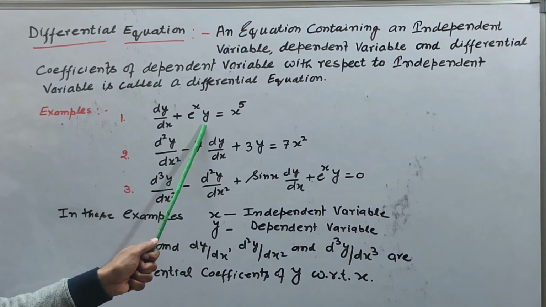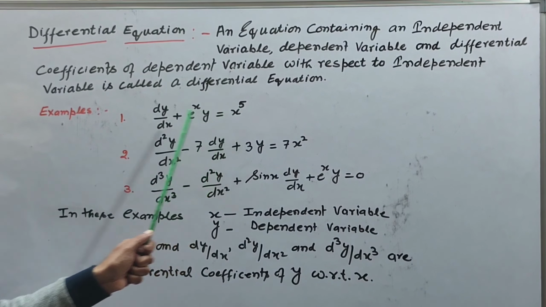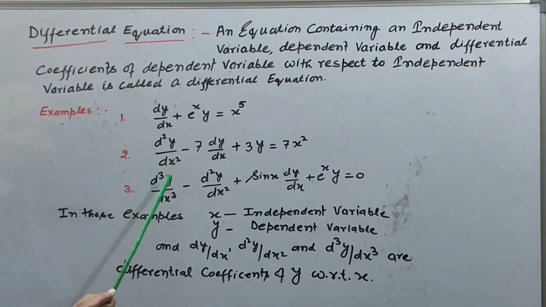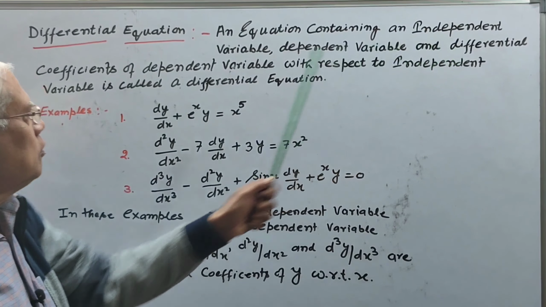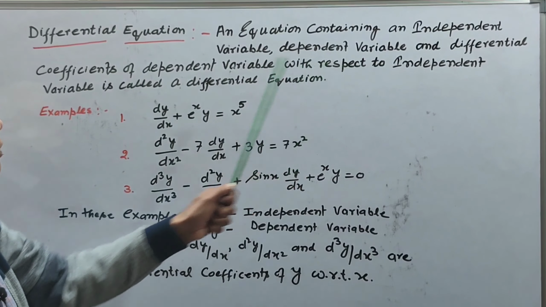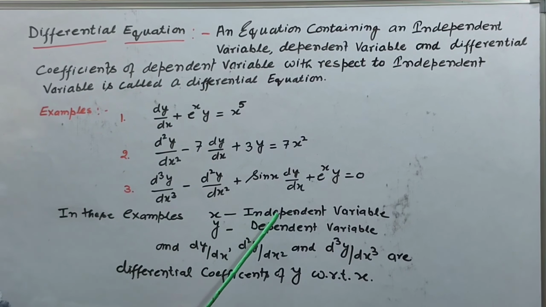y is the dependent variable, x is the independent variable, and dy upon dx or d2y upon dx square or d3y upon dx3 are differential coefficients of the dependent variable with respect to the independent variable. That is, x is the independent variable, y is the dependent variable, and dy upon dx, d2y upon dx square and d3y upon dx3 are differential coefficients of y with respect to x.